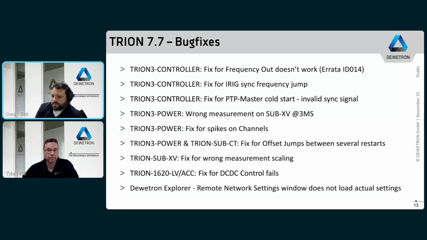For the TRION SUB-XV itself, you'd put a measurement scaling in, and sometimes it would be seen as wrong from the software's point of view, and that's been fixed. For some of our original boards, the TRION 1620 LV and ACC, there was a DC to DC control failure that would occur, and that's been fixed.